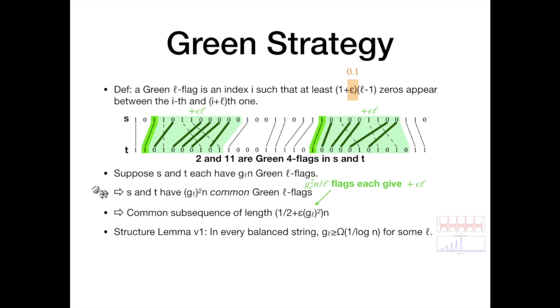And the intuition is that most of the indices are L flags for some L of power of 2. This is not quite a true statement, but that's roughly the way you want to think about this, that we only need to consider L of power of 2. There's log n of them. Most indices are an L flag for some L, so by pigeonhole, there's some L where there's at least n over log n green L flags.